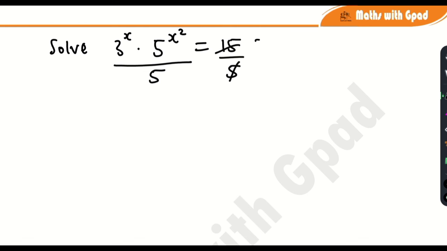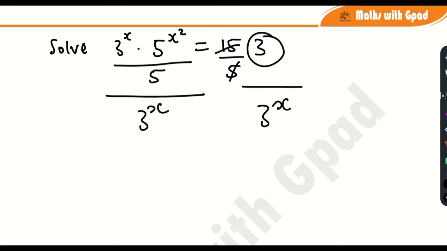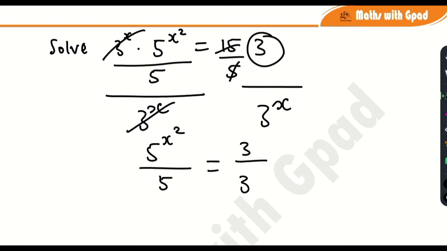5 will go into 15, you have 3. So we have 3 here. And then I can even divide again by 3 raised to power x. Right? So watch this now. This will cancel this. And I'm now going to have 5 raised to power x squared over 5 is equal to what? 3 over 3 raised to power x.